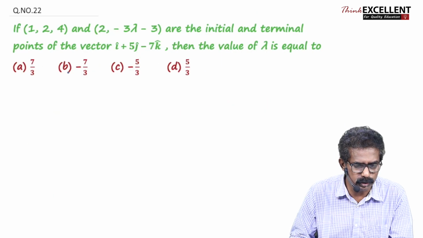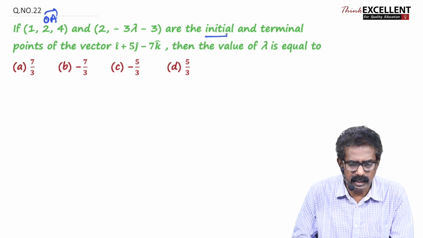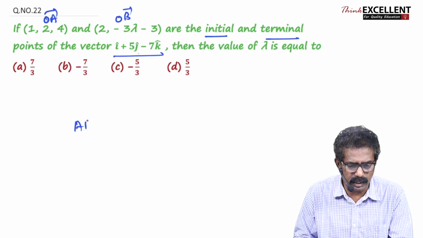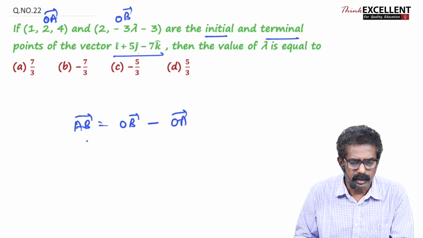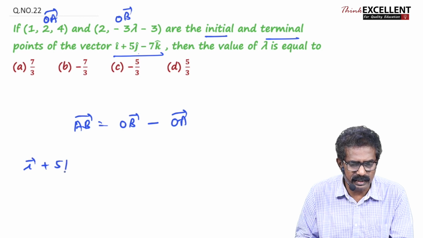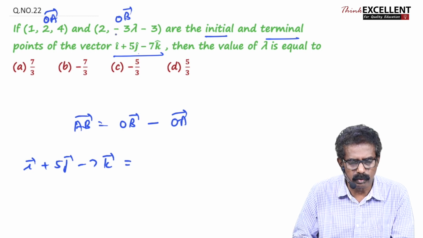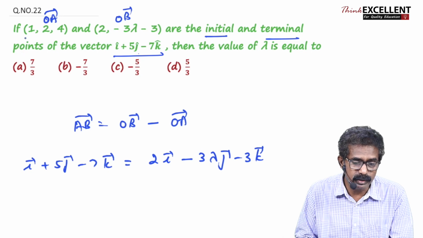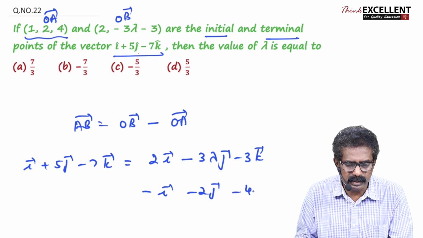Now question number 22. 2 points. So this is our OA vector because that is initial, and terminal, this is OB vector of this vector. So this is our AB vector. So AB vector is equal to OB vector minus OA vector. Substitute. AB vector means I plus 5j minus 7k equal to OB. So this is our OB vector, 2i minus 3 lambda j minus 3k minus of OA. So change the sign, minus of OA. So minus I minus 2j minus 4k.